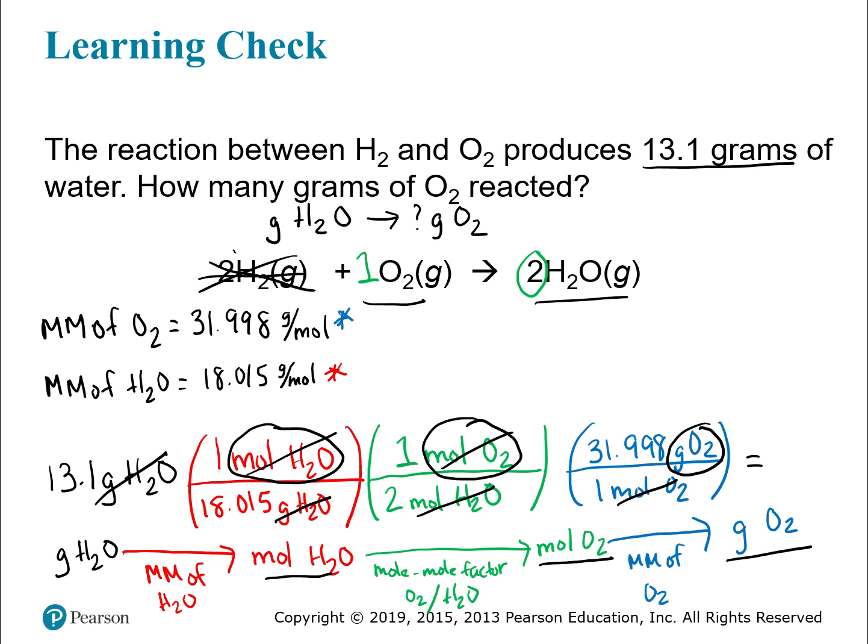Make sure all of that matches up before you even touch your calculator, because your calculator will always give you a number. You want to make sure the number you're getting makes sense. After all of that dividing and multiplying and dividing, you should get 11.6 grams of oxygen gas.